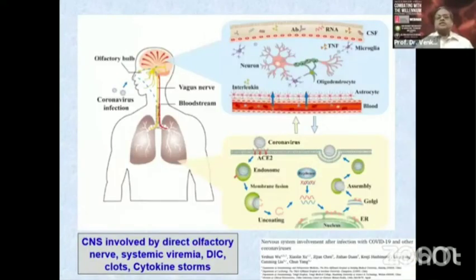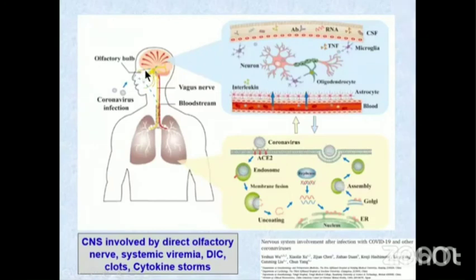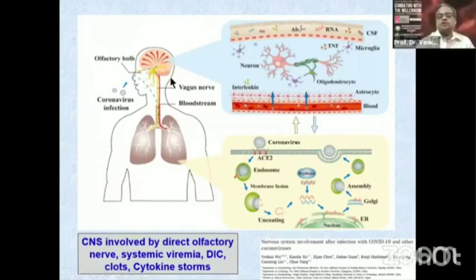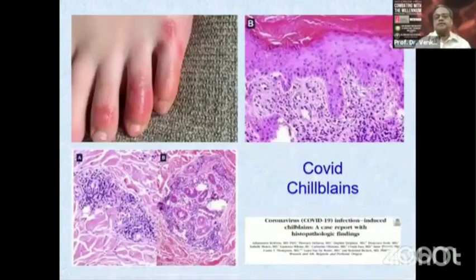So the CNS can be directly affected or it can be indirectly affected. Sometimes the virus can directly go from the olfactory bulb to the brain also, although more commonly it spreads from the blood vessels and it can cause CNS symptoms. Chilblains like skin affections are also being increasingly described as the virus becomes more common.